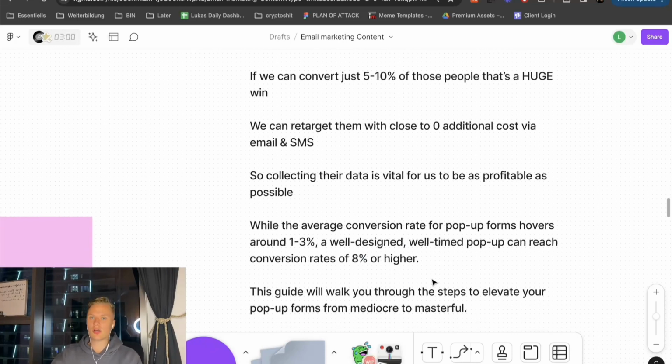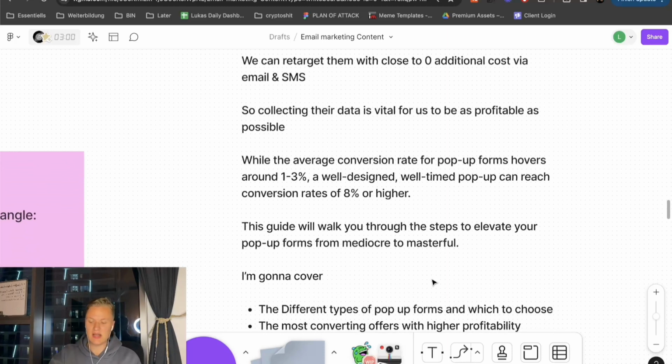While auditing dozens and dozens of accounts, what we saw is the average conversion rate for a pop-up form hovers around 1 to 3%. A well-designed, well-timed pop-up form, with a decent offer and actually framed in a proper way, can reach conversion rates of 8% or higher.